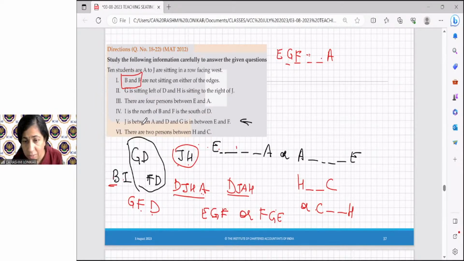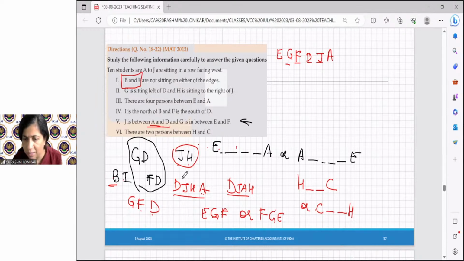So J is between A and D. So I can have J here and I can have D here. Okay, because J is between D and A. Okay, so that is the case. And EGFDJA. So 1, 2, 3, 4, 5, 6. But there are so many others also.